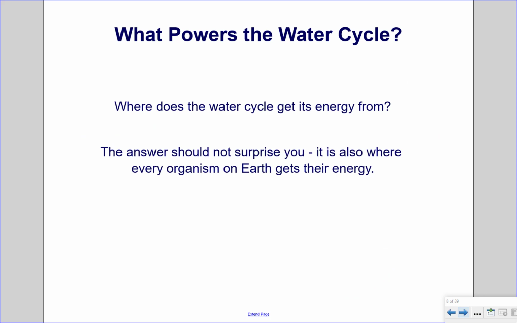What powers the water cycle? Where does the water cycle get its energy from? The answer should not surprise you. It is also where every organism on Earth gets their energy.